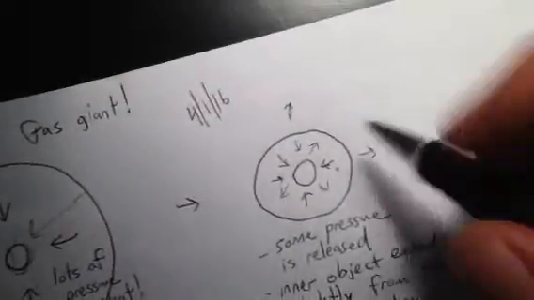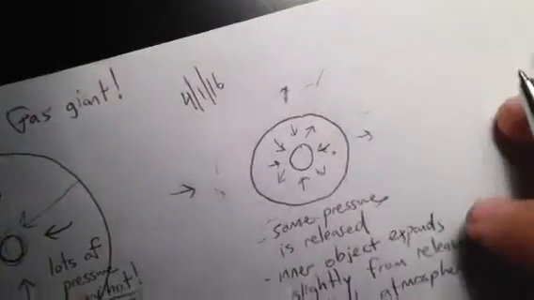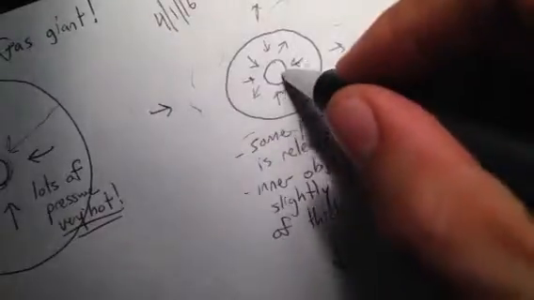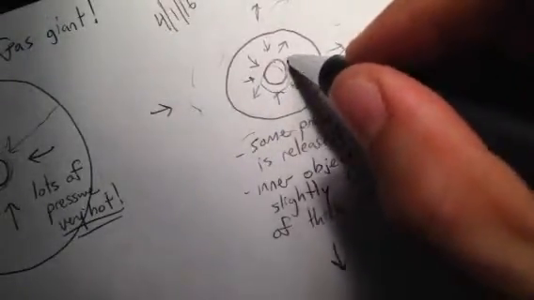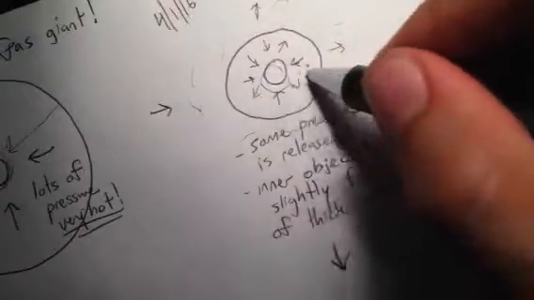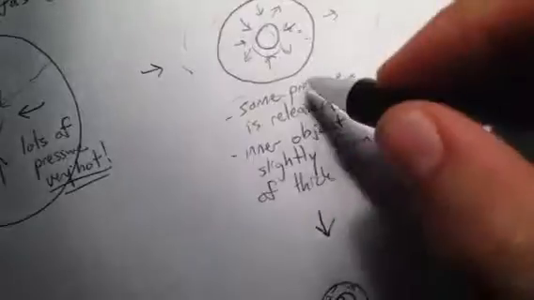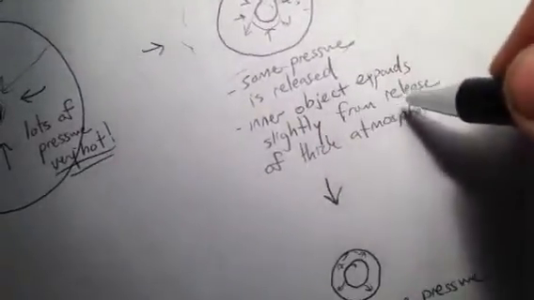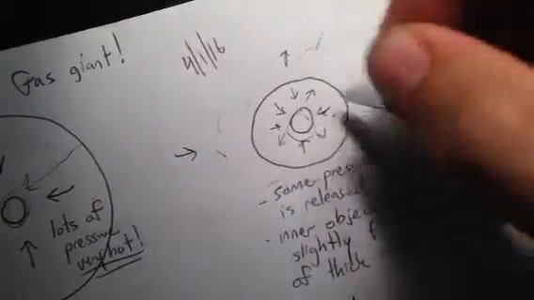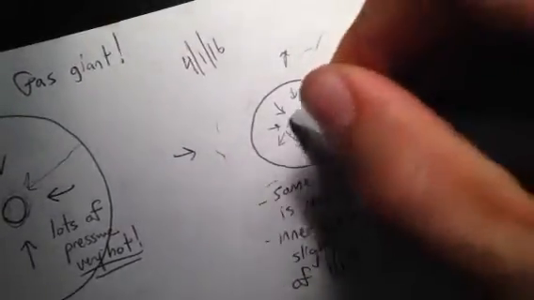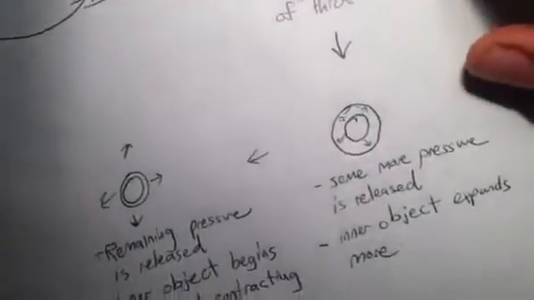As the atmosphere is ripped away from getting too close to a hot host star, the inward material will start pushing out slightly, because the atmosphere is being released. Some pressure is released and the inner object will expand slightly from the release of that atmosphere, which allows it to release that heat a little bit more effectively.